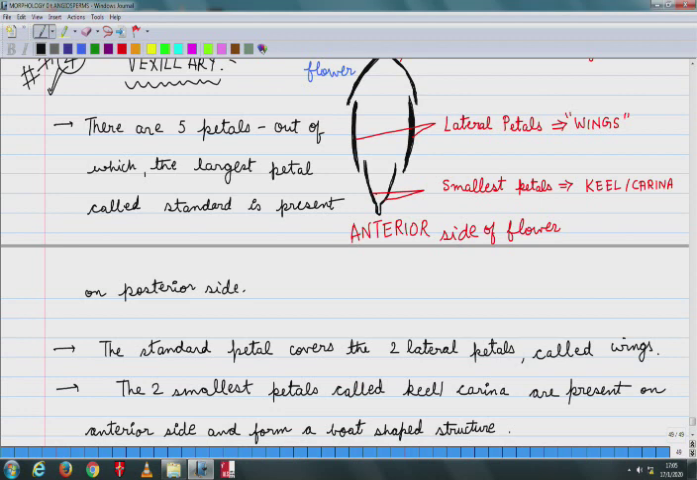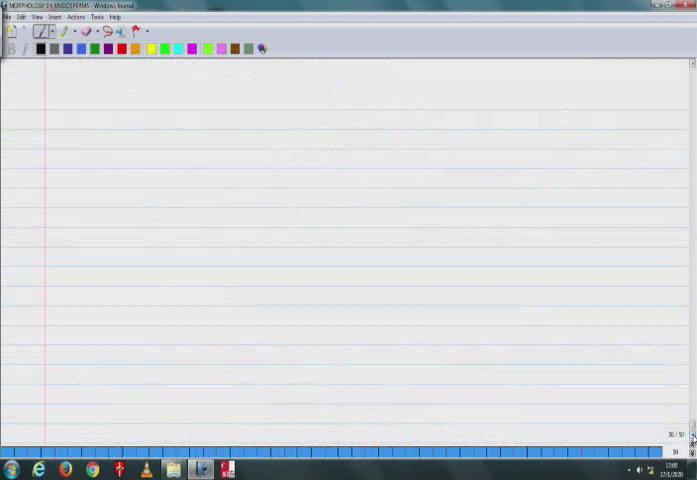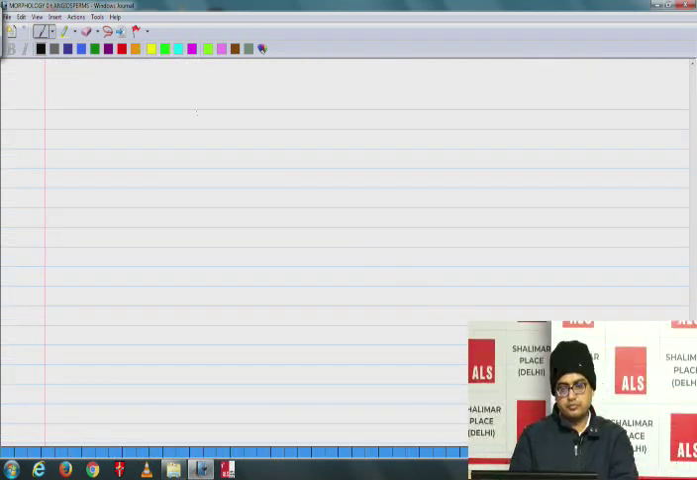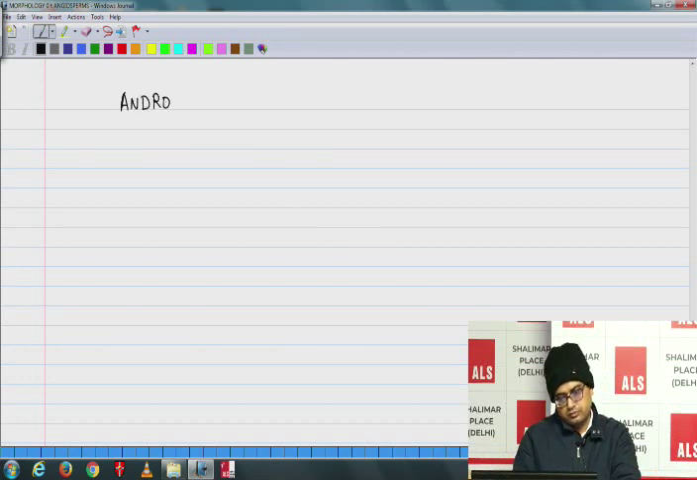Okay, all right. So now we have completed calyx, corolla. Now the third thing is androecium. So let's put the heading androecium, the male reproductive part.